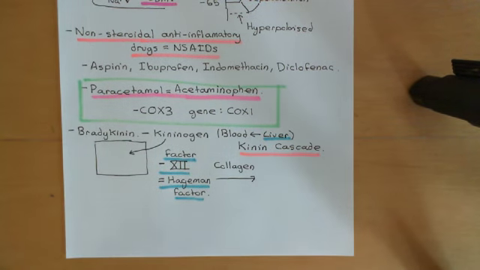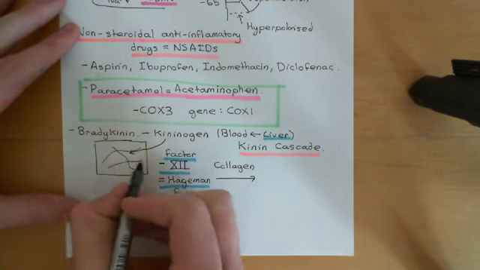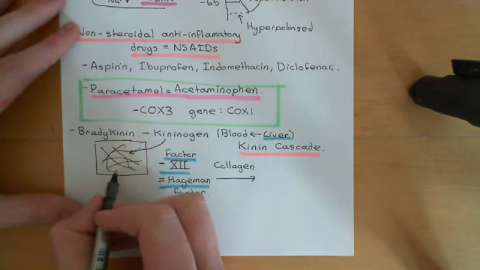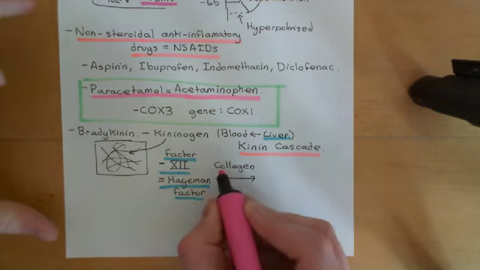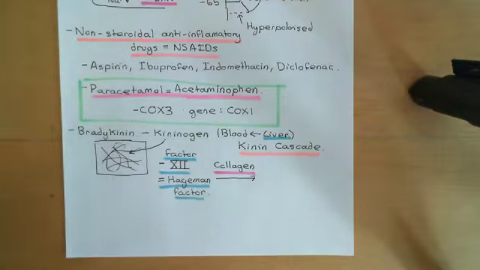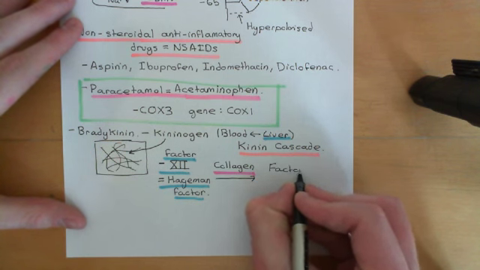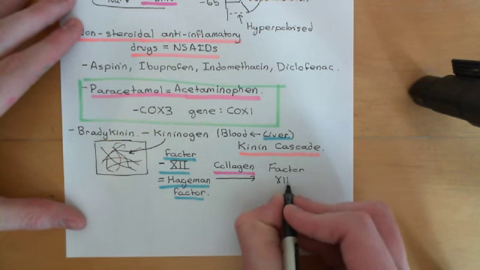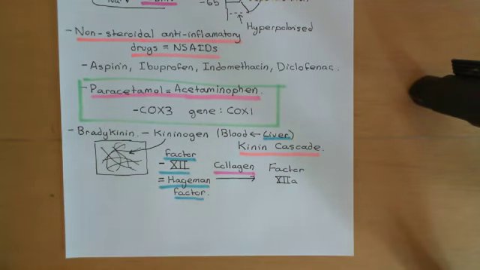Collagen is everywhere in the extracellular fluid. It's a key component of the extracellular matrix, so you have collagen fibers all over the place. So it's not going to take too long for the Hageman factor to meet a collagen fiber. When Hageman factor meets collagen, collagen leads to the activation of the Hageman factor. So it now becomes factor 12a, the active factor 12, or you can call that activated Hageman factor depending on your taste.